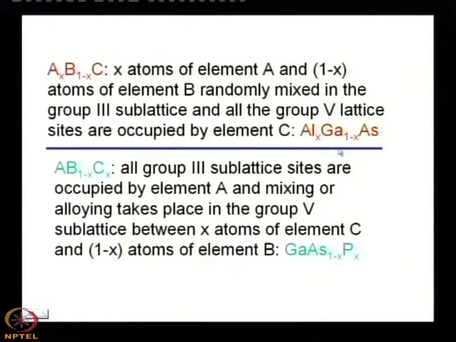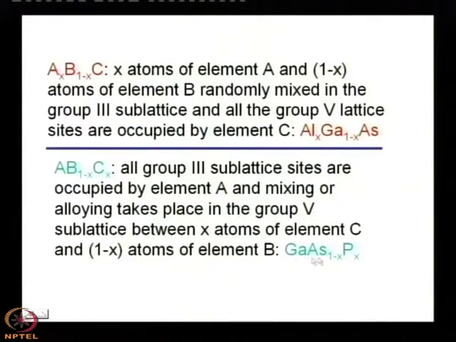So, this is one example. Another can be A B minus B 1 minus X C X, that means here A is from group 3 of the periodic table, and B and C are from group 5. So, 2 elements from group 5 will occupy the sublattice of group 5, both B and C. If X number of C atoms are there, then 1 minus X number of B atoms will be there.